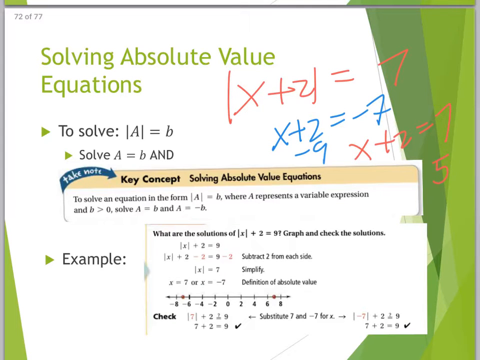We plug in negative 9 right here. Negative 9 plus 2 is negative 7. Absolute value of negative 7 is positive 7. Plug in a 5. Well, 5 plus 2 is 7. The absolute value of 7 is 7. So there you go. You've got to be thinking of what's on the outside. And we'll talk about how to clean that up and get a little more involved here shortly.